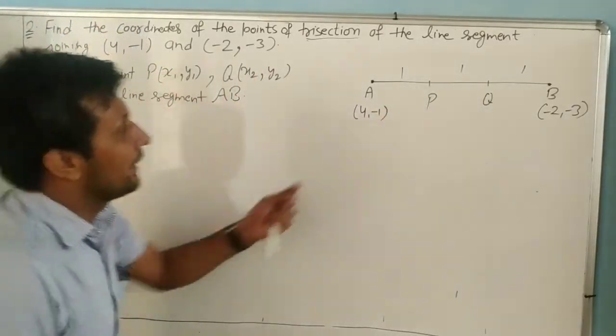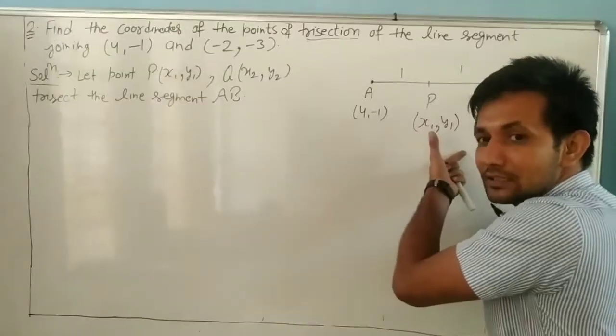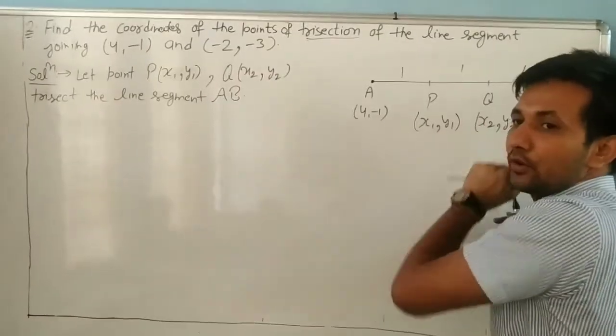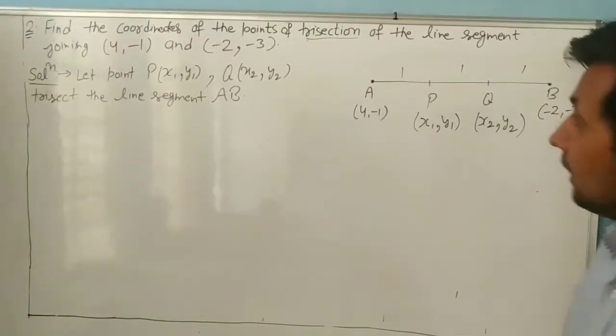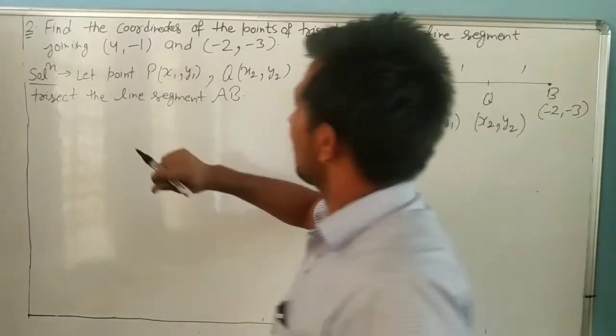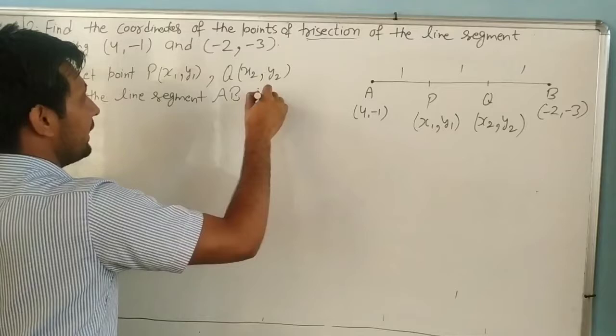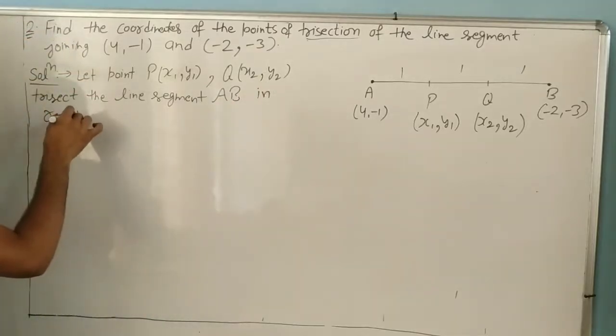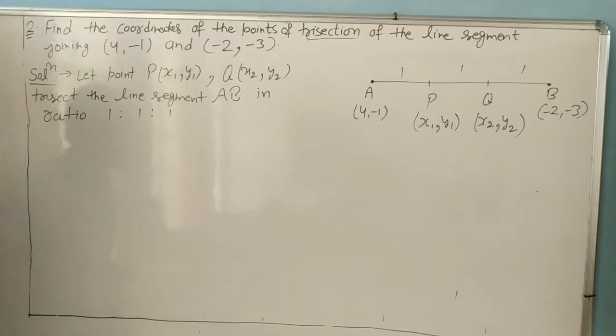So let the points be P and Q, and if P is a point, it means it has some coordinates x1, y1, and Q has coordinates x2, y2. Don't write xy for both, because if the coordinate of P is xy and Q is also xy, it means both are the same. Always we give different notation. So now let P and Q trisect the line segment AB, in the ratio 1 to 1 to 1.